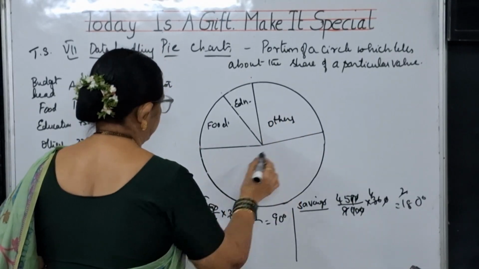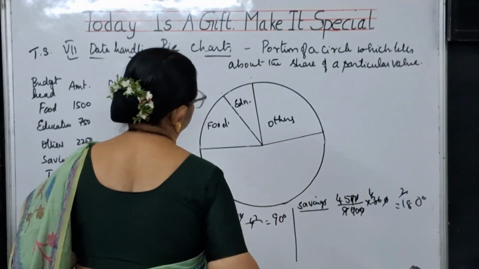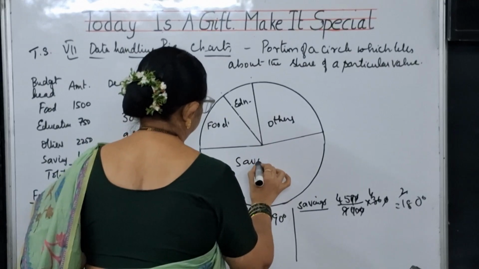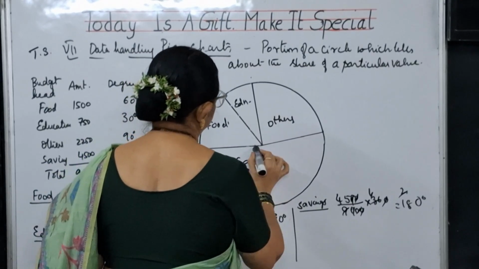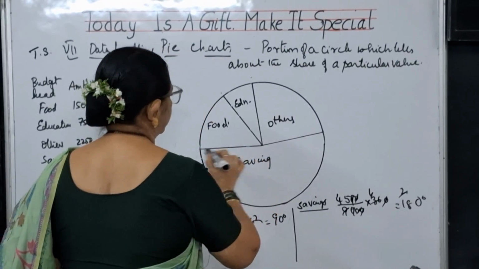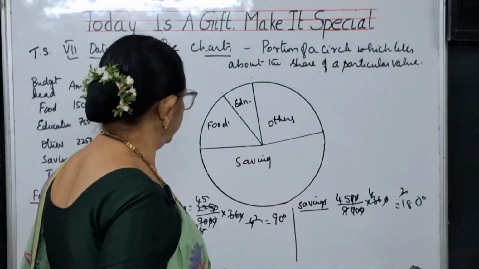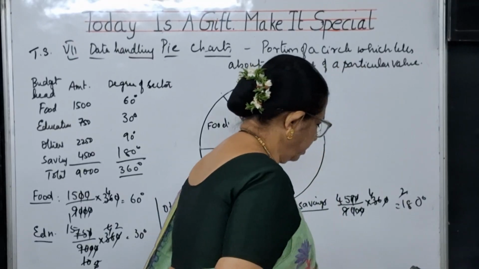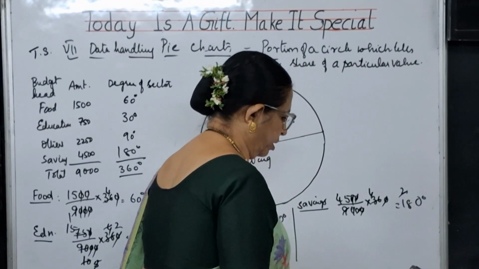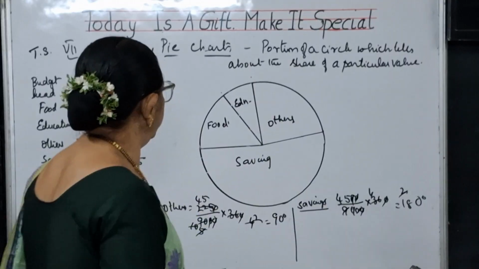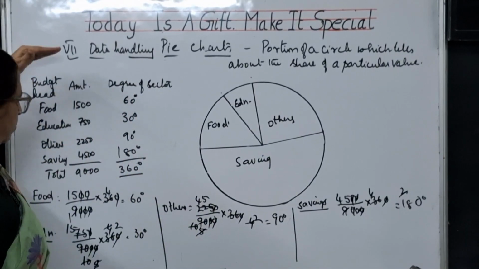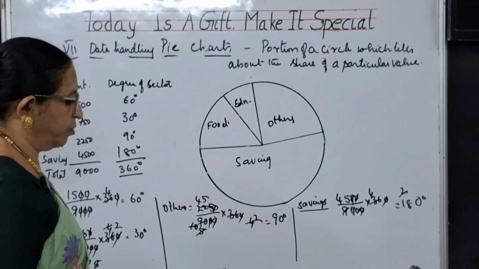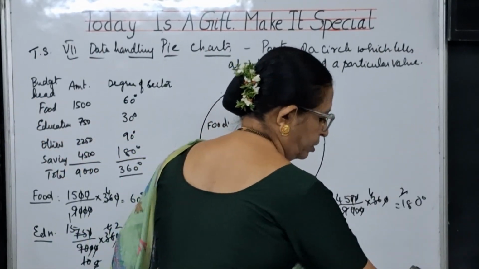The next one, 180, definitely this 180 you will be getting. This is, what is it? Saving. This is saving. So this will be 180. This total will be 180 degrees. So this is how you have to draw the pie chart. In this way you are going to get the representation of the data given to you in a circle. So I hope I am clear, children. Please note it down.